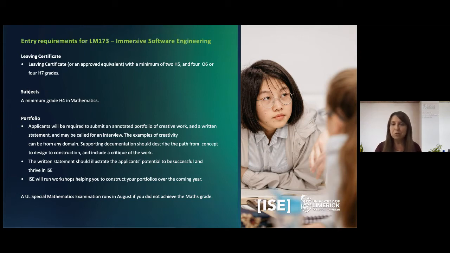It's not a big amount of work that you have to do for that. It is kept simple, but crafted in such a way that it is indicative of the characteristics and traits that you bring into the program. So it is a portfolio of created work, a written statement, and you may then also be called for an interview.